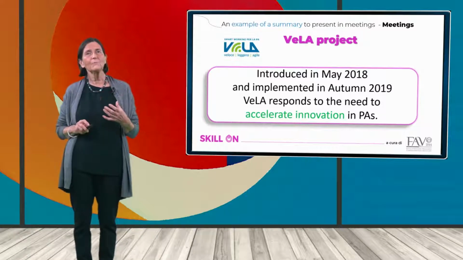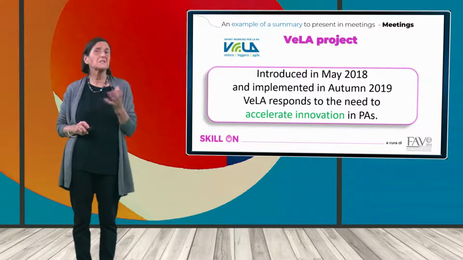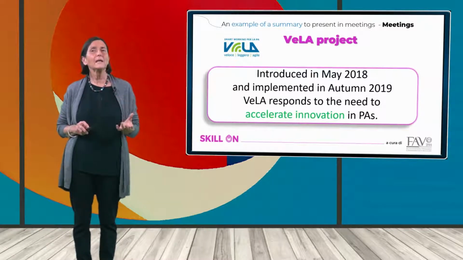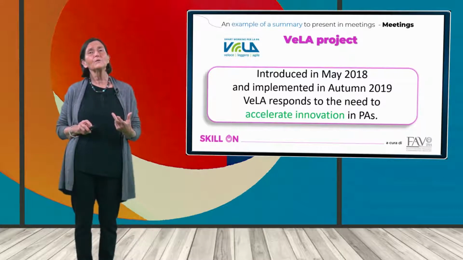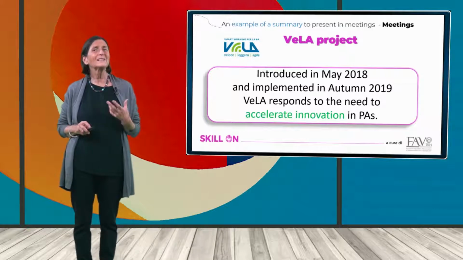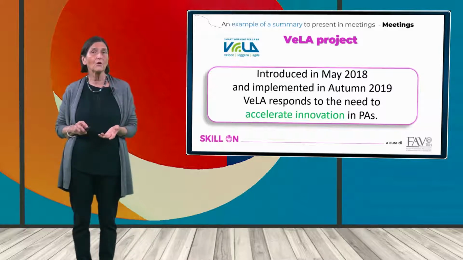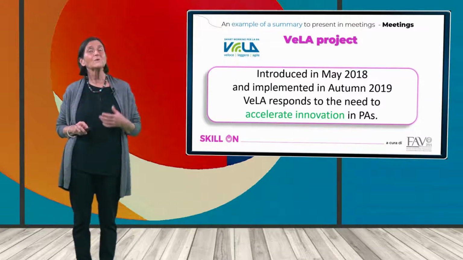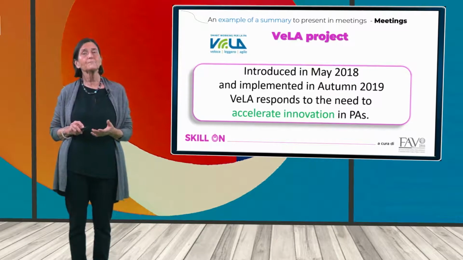Other information you can add is a historical background. So you can give some dates. So this is an example. So introduced in May 2018 and implemented in 2019. Look at the way we're giving the dates. VELA responds to or reflects the need or the requirement to accelerate innovation in public administrations. And in fact, many of your colleagues have said, thanks to VELA, the Emilia-Romagna regional government was able to continue working effectively throughout the lockdowns.